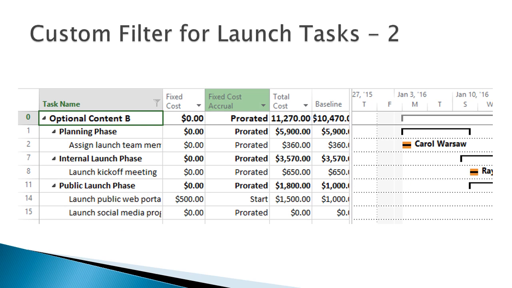This screenshot shows the result. Note that the summary tasks are preserved and not filtered. The text comparison is also case insensitive. Tasks containing Launch with a capital L are included. The funnel that appears in place of the arrow tells you a filter is applied. You can return to viewing all the tasks by clicking on the filter icon, then selecting Clear All Filters from the drop-down list.